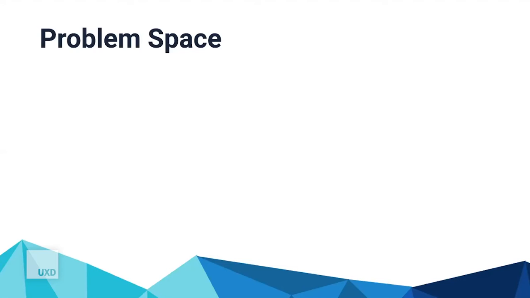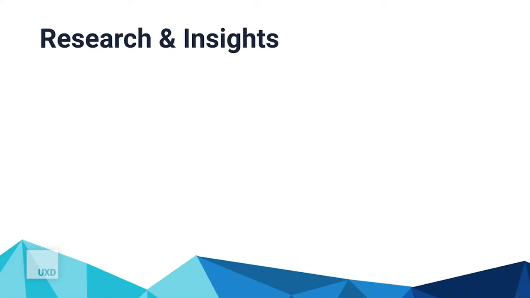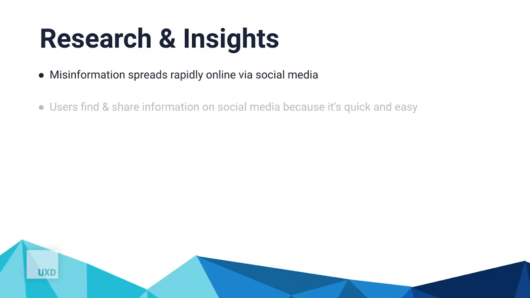And so we did some more thinking and decided to focus on how to stop the spread of misinformation to prevent panic and hoarding of PPE needed by healthcare workers. So we did some more research on how misinformation spreads, and not surprisingly found that misinformation about COVID-19 spreads rapidly online through social media like Twitter and Facebook. We also learned that users find and share information about COVID-19 on these platforms because it's quick and easy.